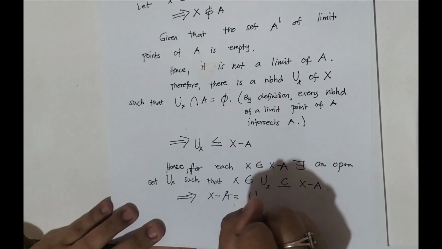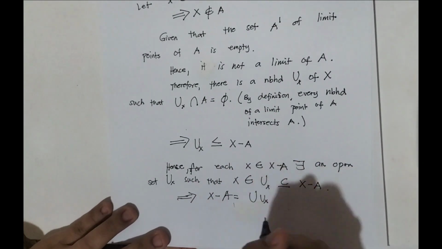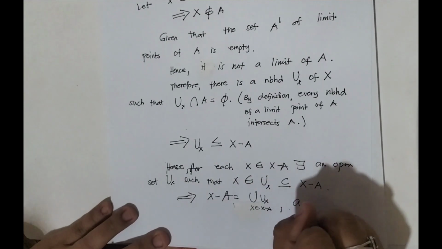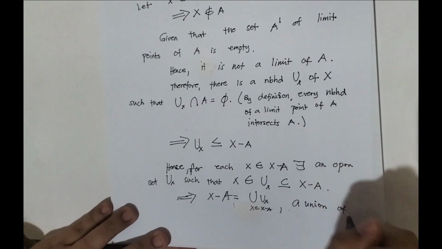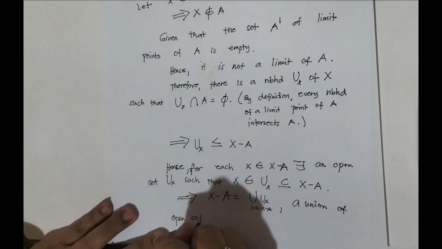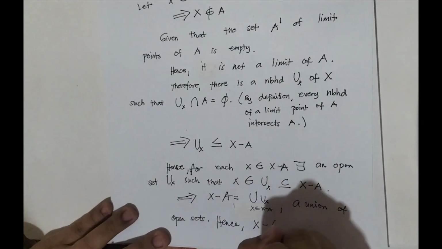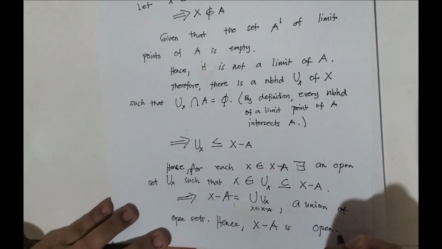And so the solution is that X minus A is equal to the union of the neighborhoods of x, such that x is an element of X minus A. This is a union of open sets, hence X minus A is open.